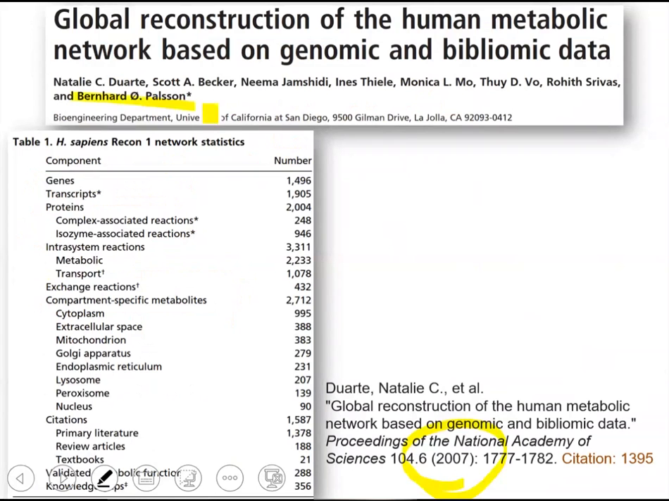Again, Bernhard Palsson was the leading scientist in reconstructing the human genome-scale metabolic network, and it included about 1,500 genes in the human genome, and the number of reactions you see here.